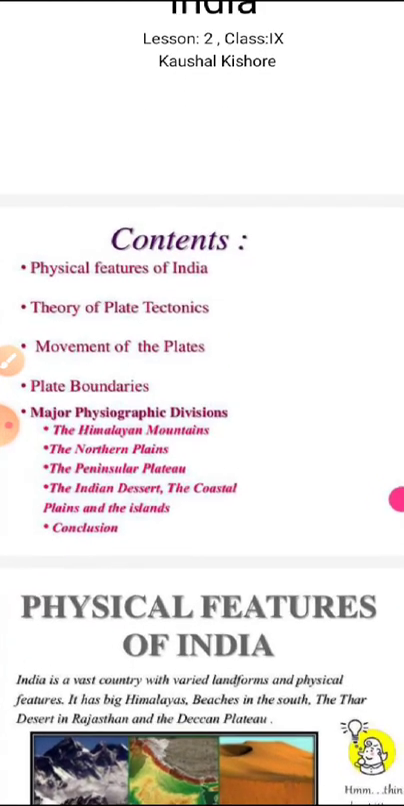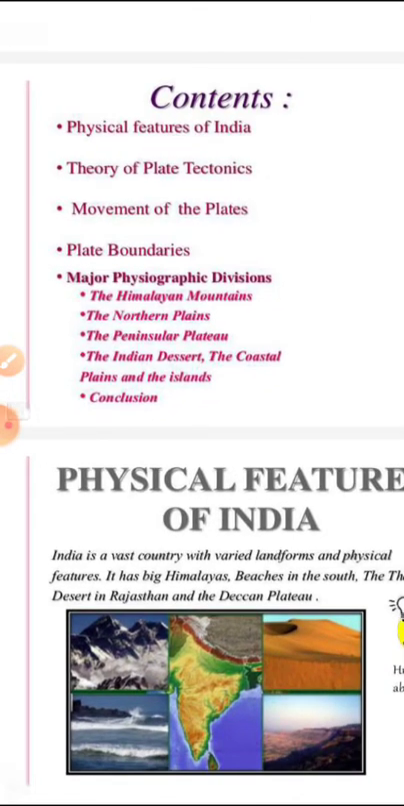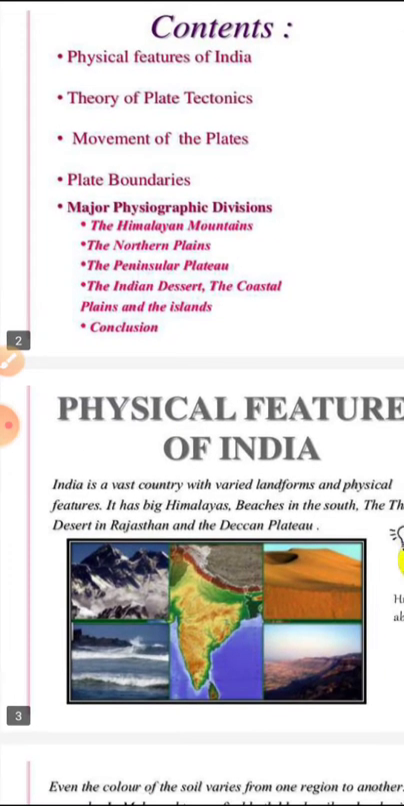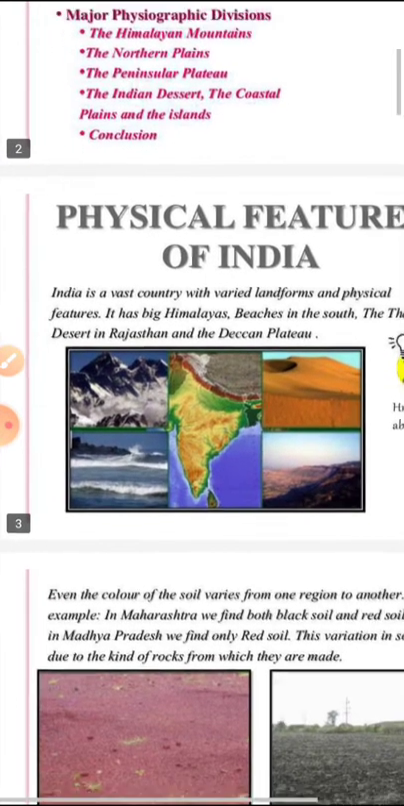So the topics included in this chapter are: physical features of India, theory of plate tectonics, then movement, plate boundaries, and major physiographic divisions like the Himalayan Mountains, the Northern Plain, the Peninsular Plateau, the Indian Desert, the Coastal Plain, and islands. So all these topics we will discuss here.